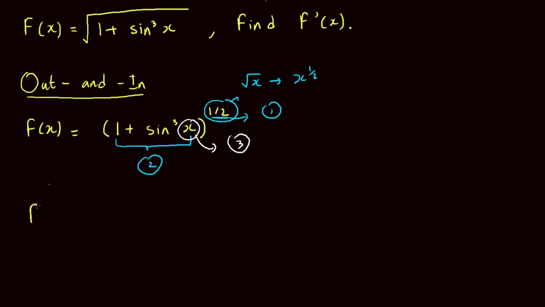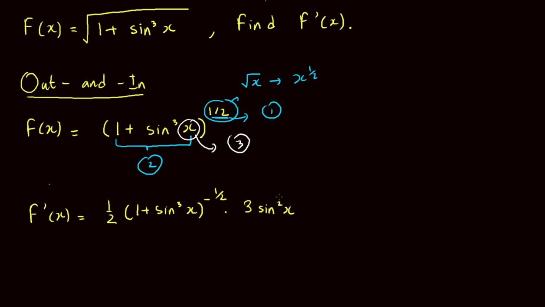So f'(x) equals half times (1 plus sine cubed x) to the power of negative half, multiplied by the derivative of the inside. We differentiate 1 with respect to x, and you don't get anything. By differentiating sine cubed, what we would get here is 3 sine squared x.